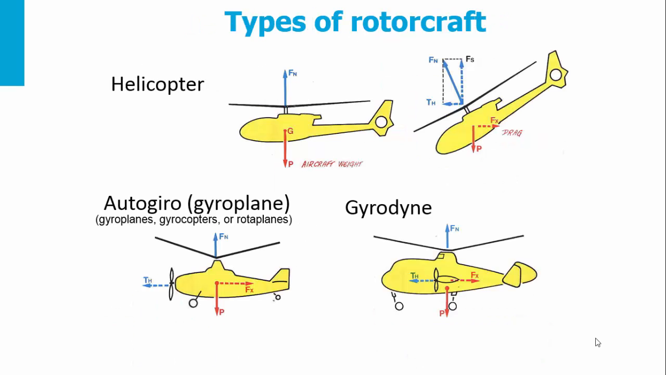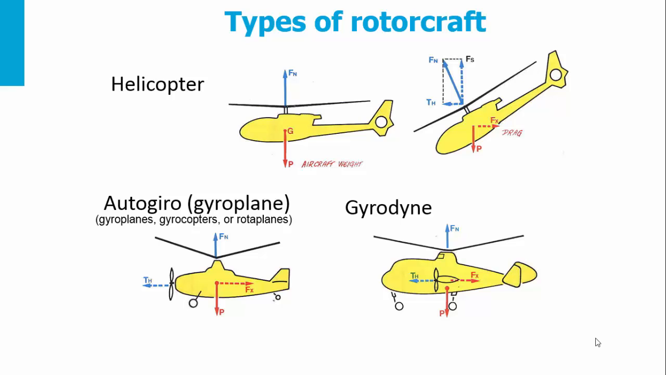There are more types of rotorcraft: the helicopter, the autogyro and the gyrodyne. The helicopter. In a helicopter, the rotor provides lift and propulsion. In an autogyro, also called gyroplane, gyrocopter or rotaplane, the rotor provides lift. Unlike a helicopter, the rotor is driven by aerodynamic forces alone. Thrust for the autogyro is provided by an engine-powered propeller similar to that of a fixed-wing aircraft.